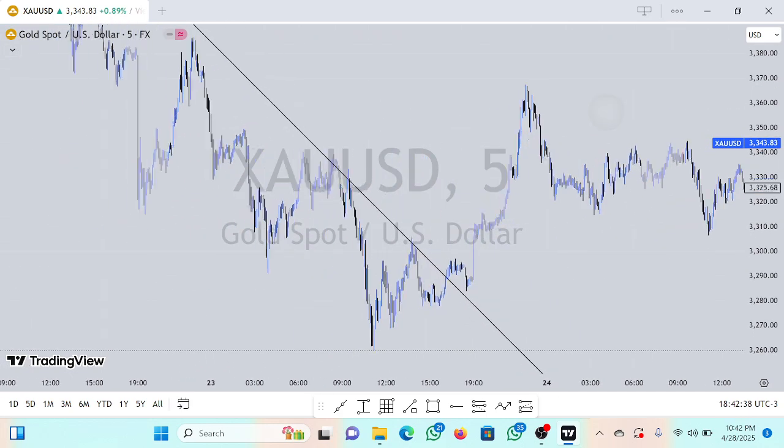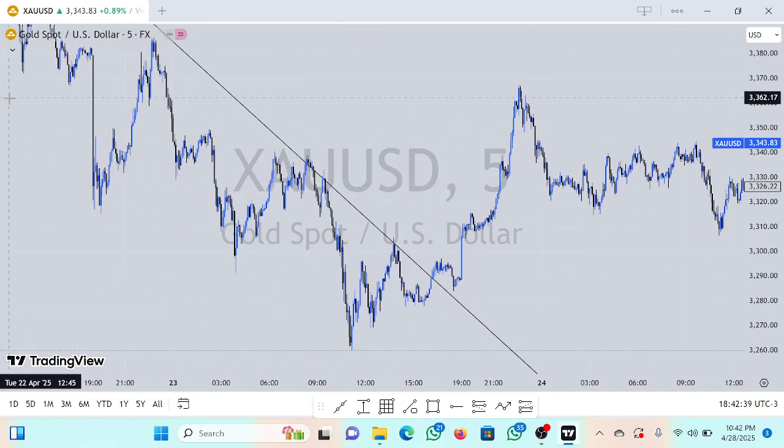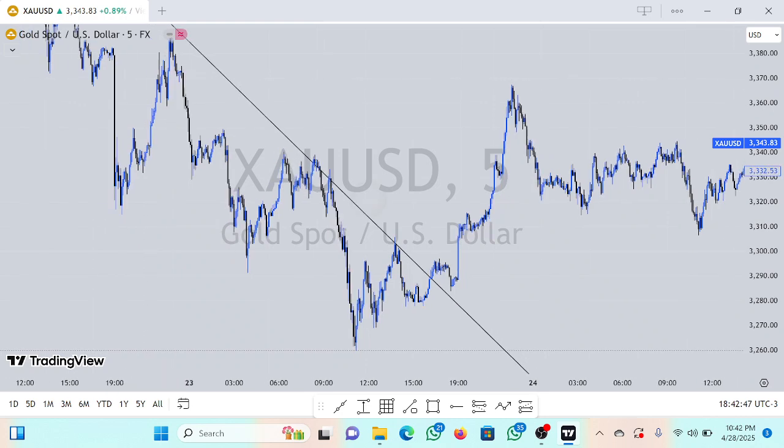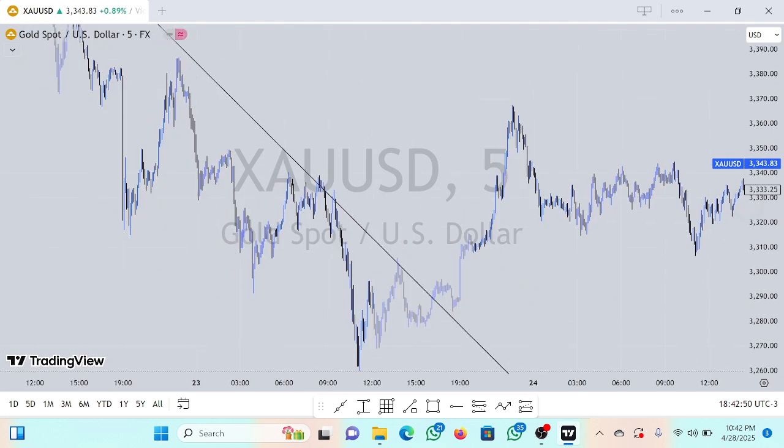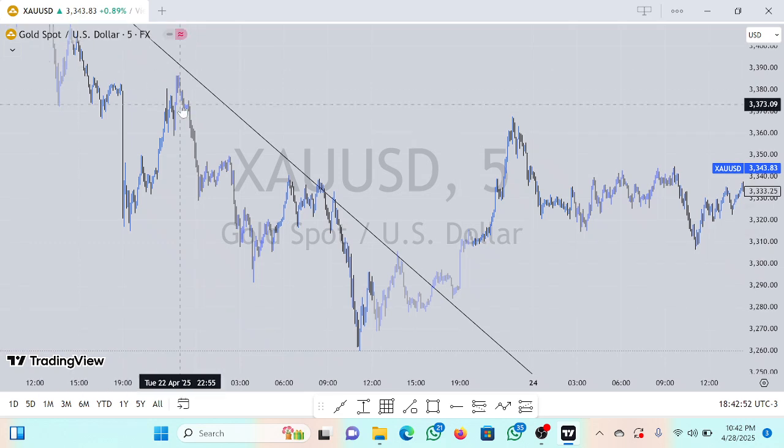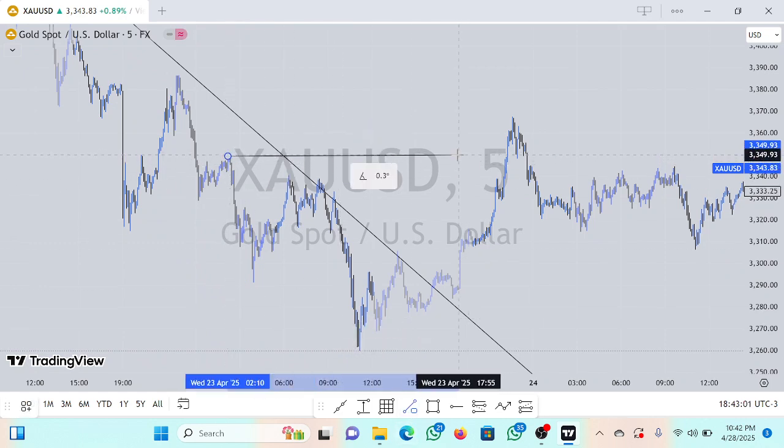So at this point now, we have an imbalance here. Sorry, not an imbalance, I mean a breaker block, a failed order block here. So right now, I have this inducement here.